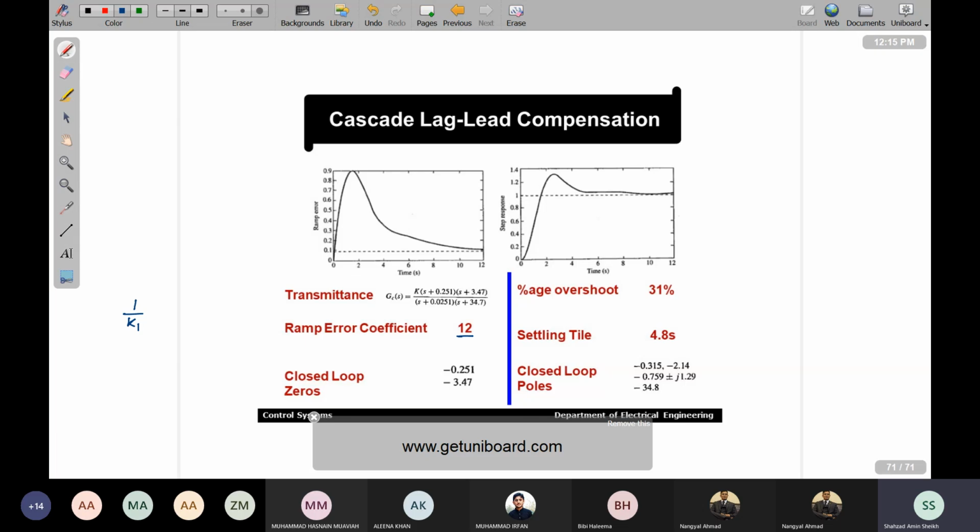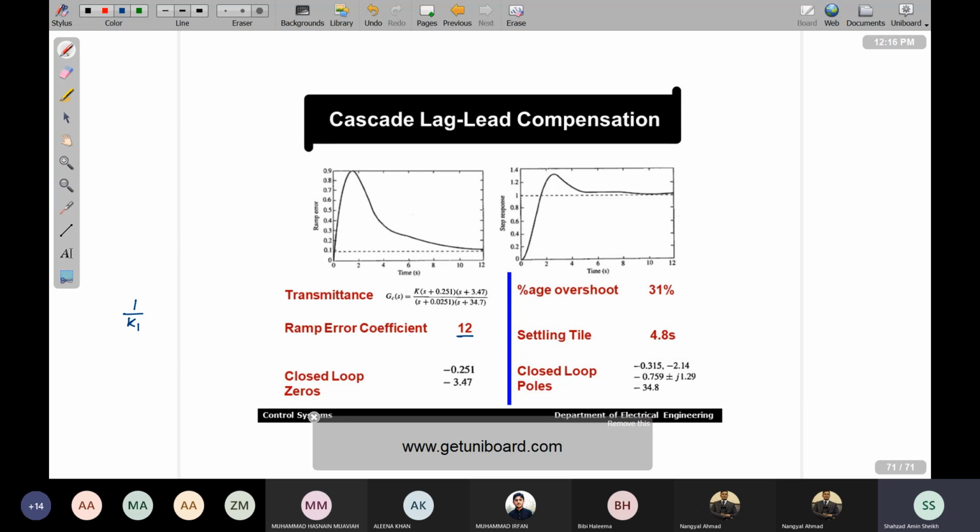Because system type number increase हो रहा है तो आपका ramp error coefficient जो है वो आपका infinity हुआ है, और उस ramp error coefficient के infinity होने की वजह से आपका जो steady state error है, ramp error है वो zero हो जाता है. So this is what we get in PI.